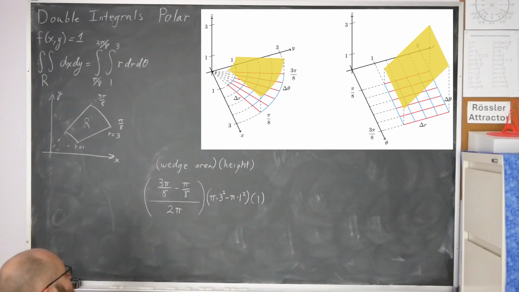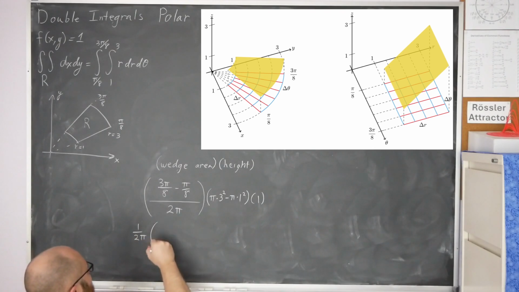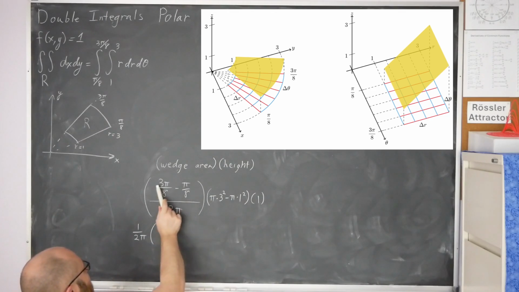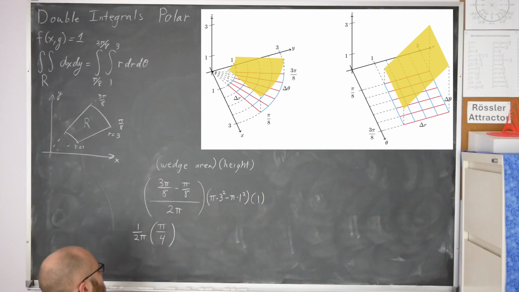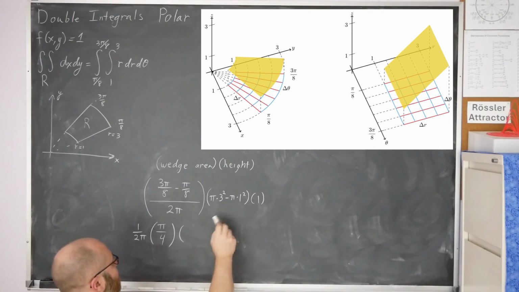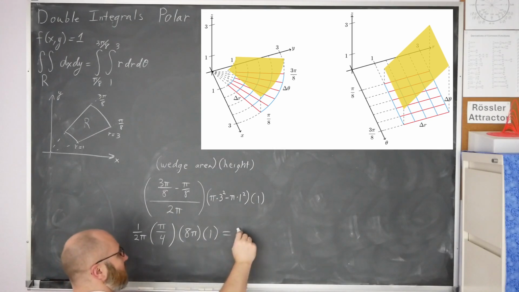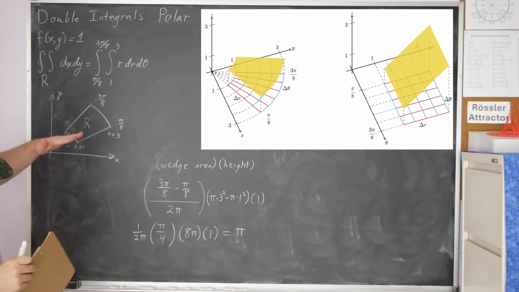Now we get to simplify these lovely fractions. I'm going to change this to not be fractions of fractions, so I have 1 over 2 pi, and that's going to be the numerator. So I have 3 pi over 8 minus pi over 8. That ends up being 2 pi over 8, which is the same as pi over 4. And then times, this is 9 pi minus pi, so that ends up being 8 pi. And then times 1. That ends up equaling pi. The volume under the wedge with height 1 is pi.